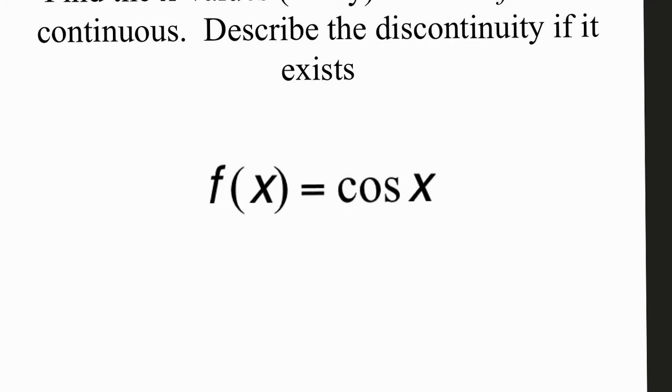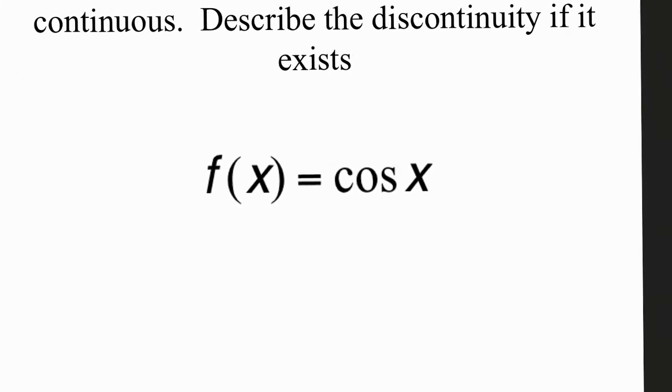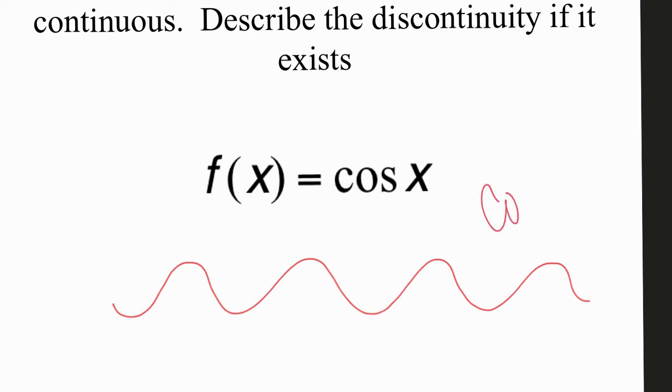This function, and because of COVID we haven't really graphed these very much, but you've definitely seen a picture of cosine. It looks like this. That's what cosine looks like. There's no jumps, there's no holes, there's no gaps, there's nothing. This thing is just continuous.